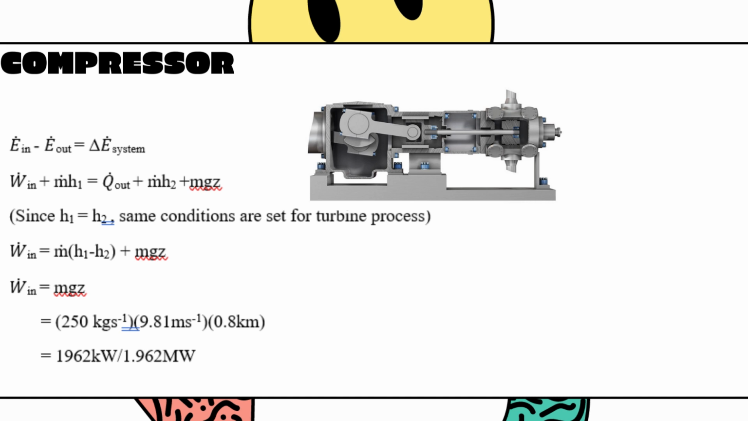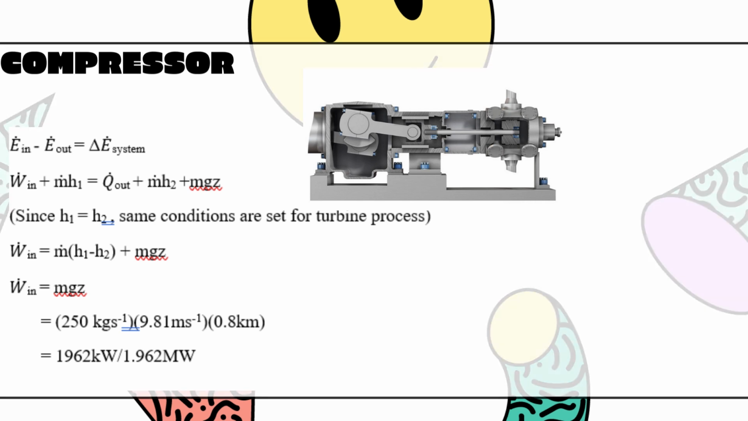Since H1 and H2 are equal and have the same condition sets for the turbine process, doing the substitution values in Wn equal to M in brackets H1 minus H2 plus mgz, the H value will be 0 and the mass flow rate multiplied by the H value will be 0. Therefore, Wn is equal to mgz. And then we substitute the values for mgz. Wn will be equal to 250 kilograms per second multiplied by 9.81 meter per second squared and lastly multiplied by 0.8 kilometers, which is equal to 1962 kilowatts or 1.962 megawatts.